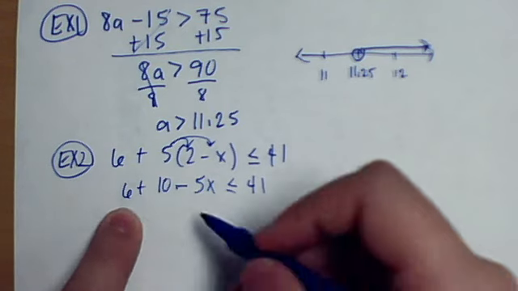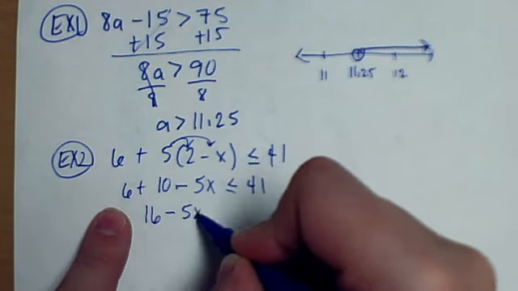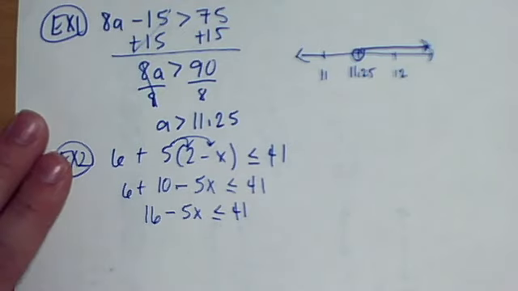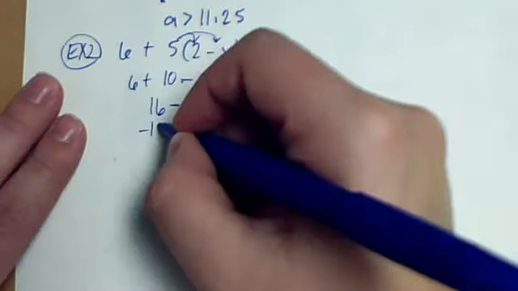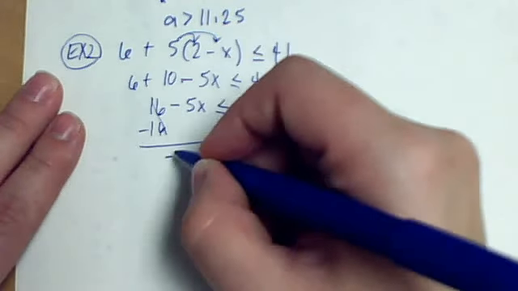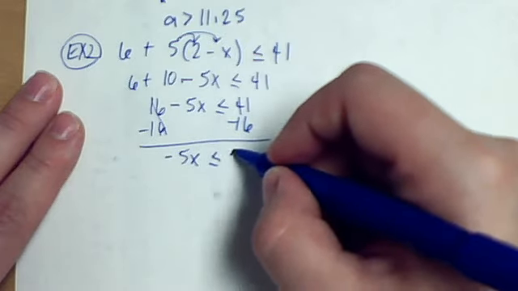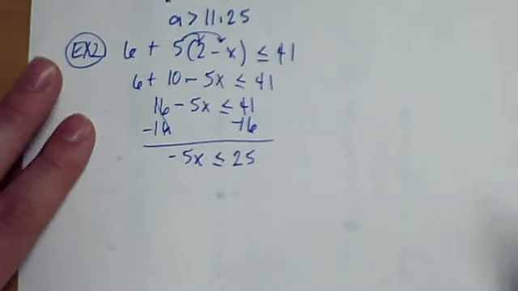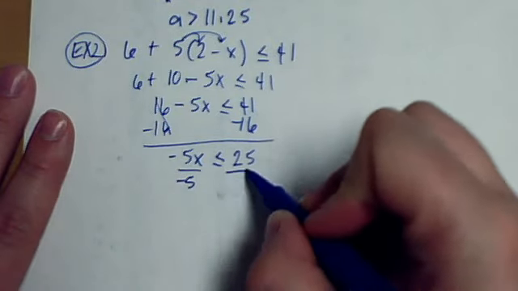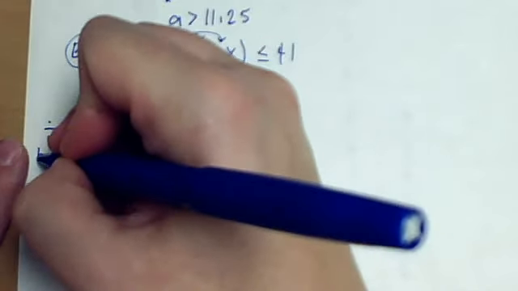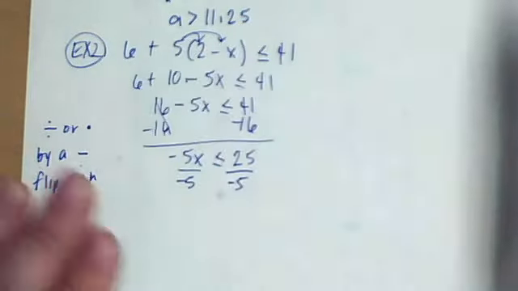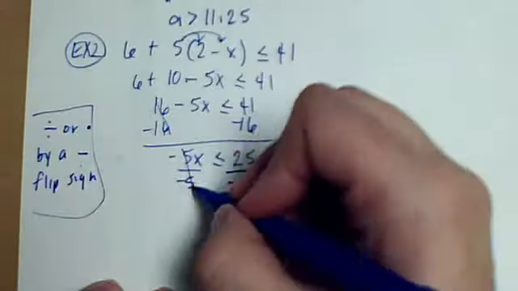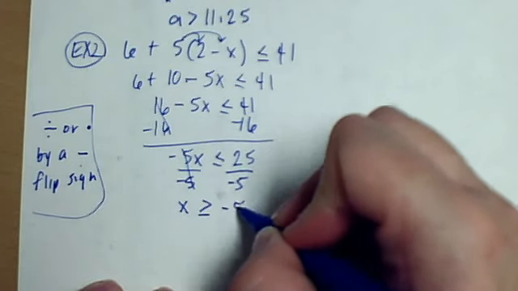Okay, I need to combine my like terms here, so that would be 16 minus 5x less than or equal to 41. Okay, solving this, I need to subtract 16 from both sides. So you get negative 5x is less than or equal to 25. Okay, here's the thing that you need to remember when we divide by this negative. Anytime you divide or multiply by a negative, you need to flip the sign. Flip your inequality sign. So this now becomes x is greater than or equal to negative 5.